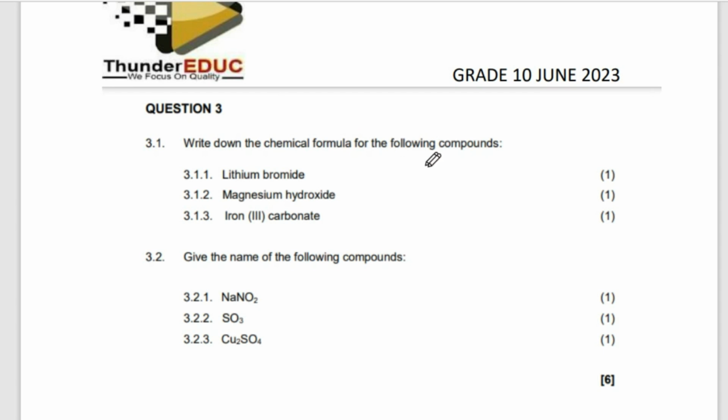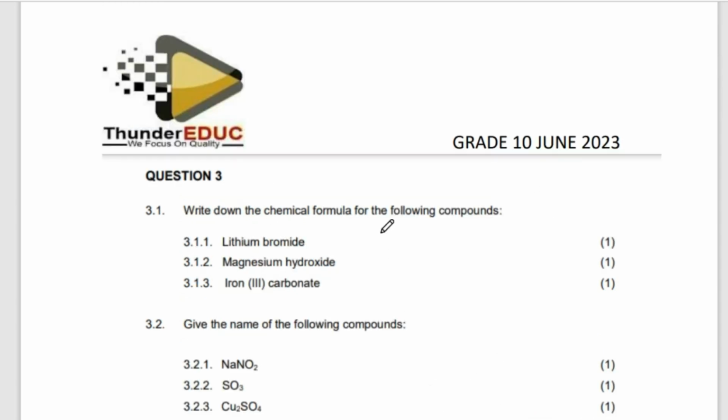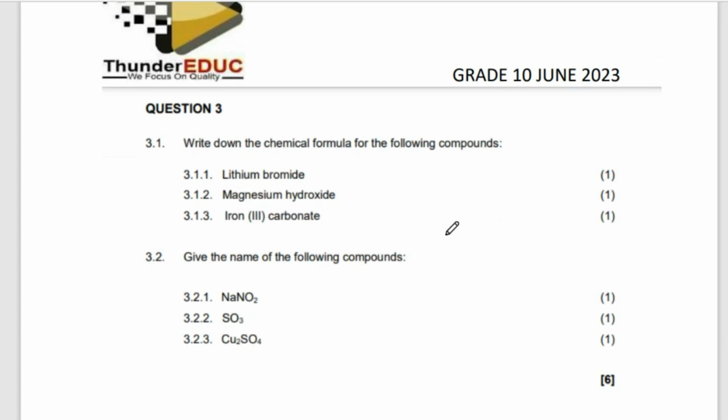Write down the chemical formula of the following compounds. I talked about this, and I said please make sure that you know how to write them. But how do you write the symbols? It's simple. You don't need to cram. Don't cram anything.